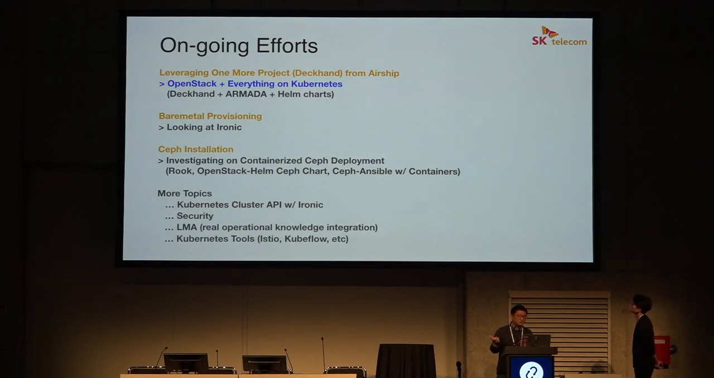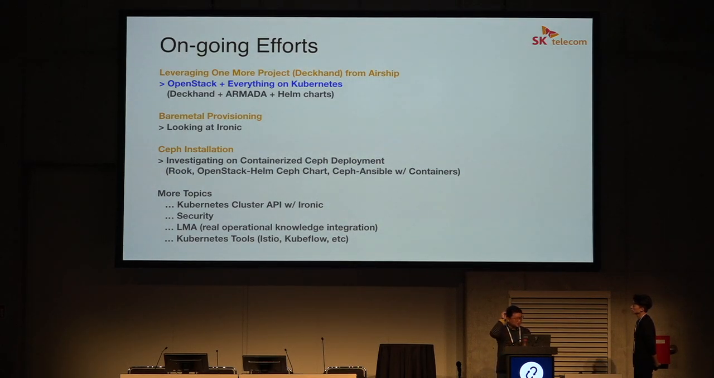Then very probably we are looking into Ironic as well. For the Ceph installation, we are using Ceph Ansible, so we deploy Ceph just on bare metal. But we are starting to look into containerized Ceph deployment options. OpenStack-Helm has a Ceph chart, so they deploy Ceph on Kubernetes. We are not using it yet, so we are looking into Rook and the OpenStack-Helm Ceph chart or Ceph Ansible with containers. Basically, we are following how the Ceph community is evolving in this space, and we are going to convert to container-based deployment, but we'll follow what the Ceph community does.